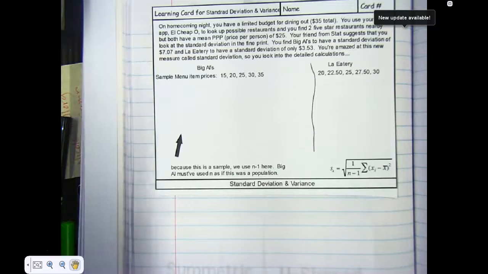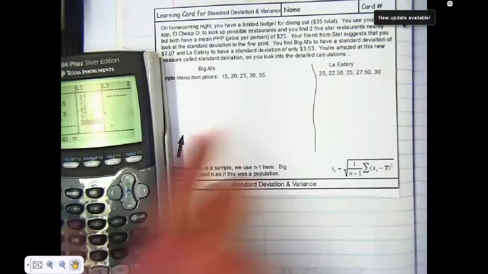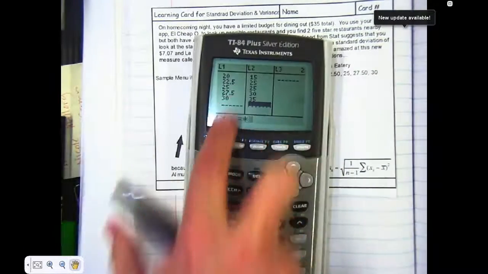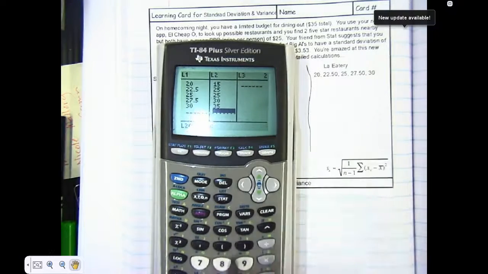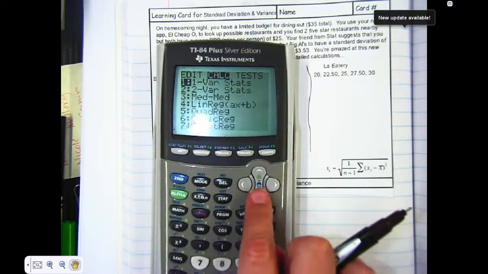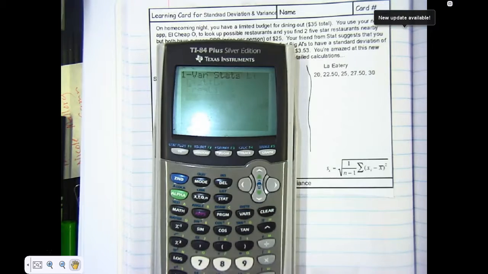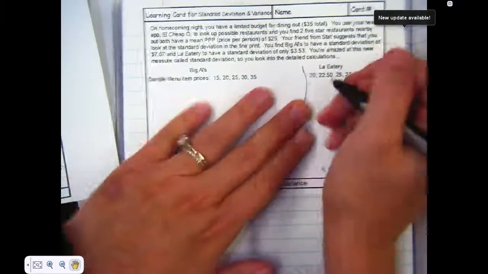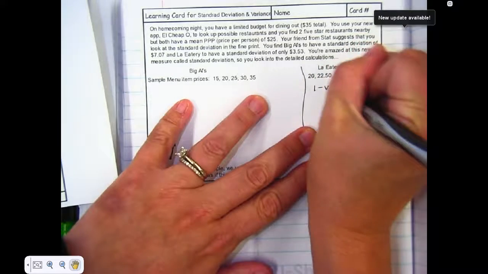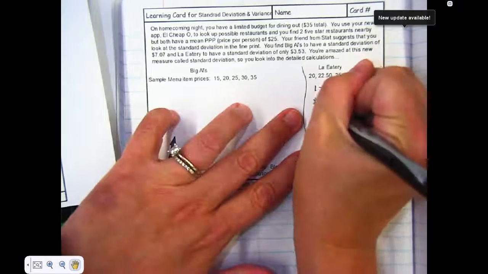So let me first of all quickly review how to find your standard deviation on the calculator. So I have these numbers. We're going to do that for Lot Eatery. I have Lot Eatery numbers put in my calculator. Notice this is a 22.5 and a 27.5. So I'm just going to do stat, one variable statistic for L1. So I entered that in the calculator under the one variable stats. The mean is 25.